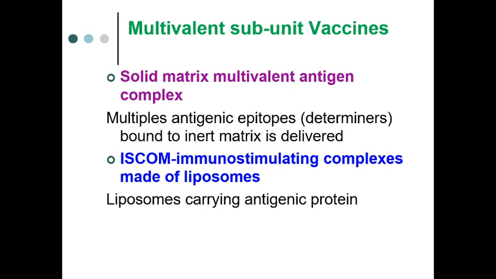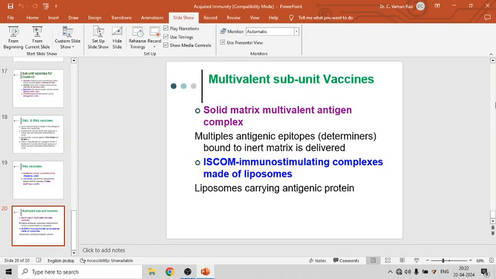This is how artificially acquired active immunity can be achieved in an individual by using different methodologies for the administration of killed vaccines, live vaccines, as well as subunit vaccines. This is all about the acquired immunity in a person.